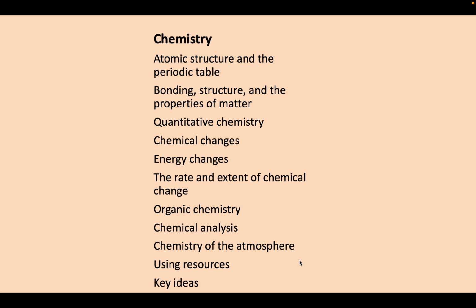Right, if we look at the content first, you can see here there is a list of 11 things. 10 of those are content and the key ideas is at the end. We're going to spend a moment looking at the key ideas when we look into the specification, but what you'll find is that topics 1 to 5 are found in paper 1 and topics 6 to 10 are found in paper 2. The key ideas are interspersed throughout the paper.